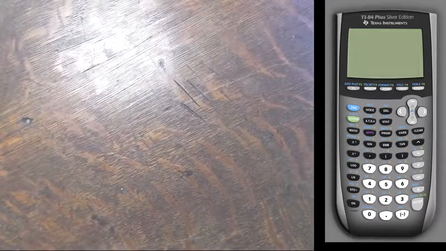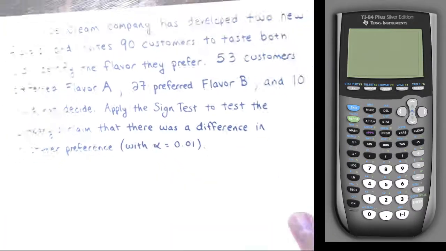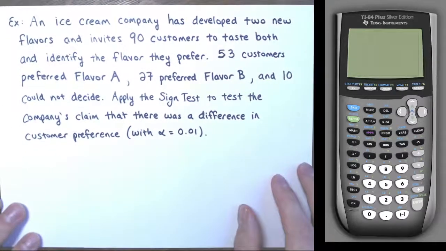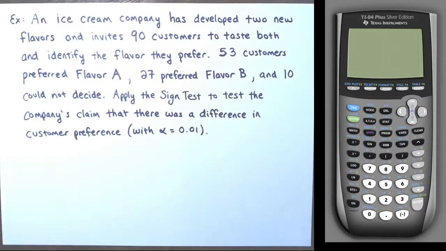Okay, so another example where we're going to have kind of a matched pairs situation. But this time you'll see that we'll end up with a value of n that's greater than 25, so I won't be able to use my table to find critical values. So I can go to the calculator or another table, the table for the standard normal, the z distribution.